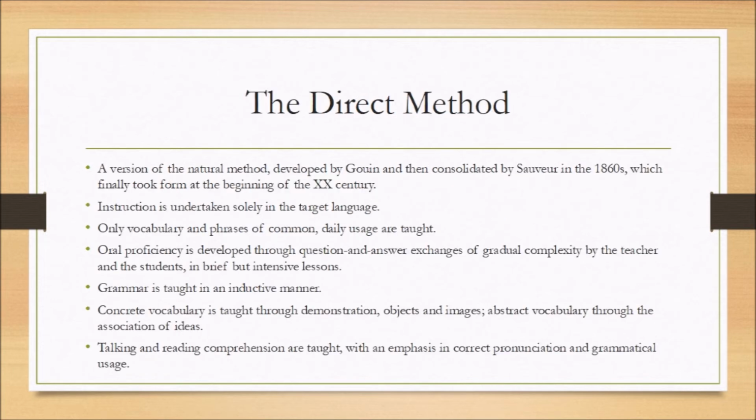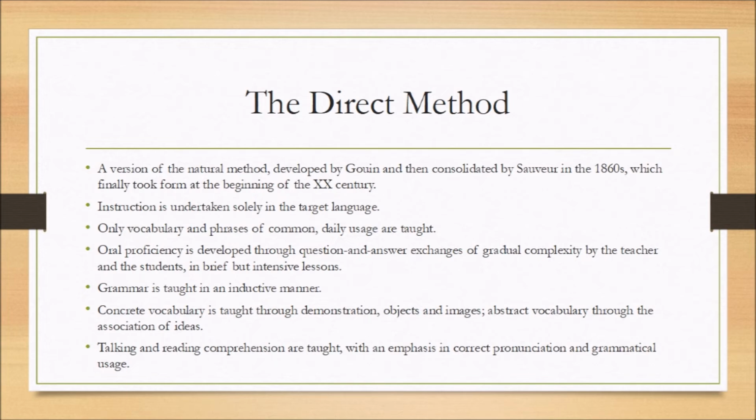The direct method is a version of the natural method developed by Guan and then consolidated by Sauveur in the 1860s, which finally took form at the beginning of the 20th century. Under this method, instruction is undertaken solely in the target language. Only vocabulary and phrases of common daily usage are taught.